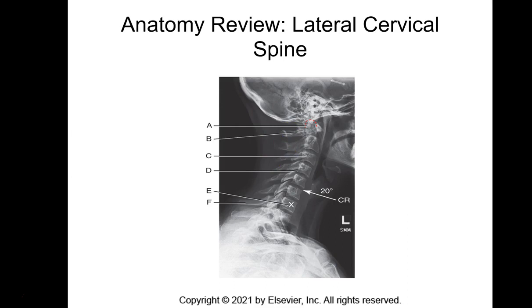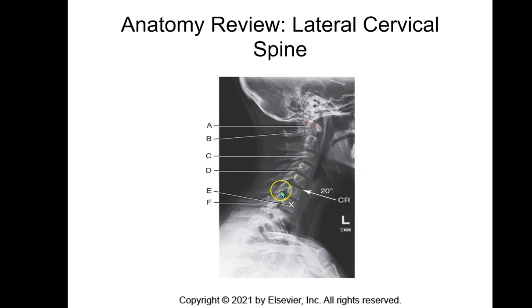C is the body of C3. So how do I know that? Again, here's 1, 2, 3. So this has got to be my third cervical vertebra. D is pointing to the zygapophyseal joints between C4 and C5. So let me point those out. Do you see this horizontal black line? That is a zygapophyseal joint, and you can see them here, here, here.